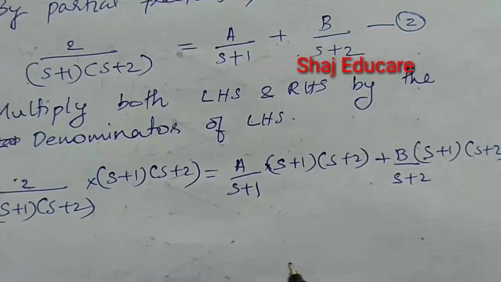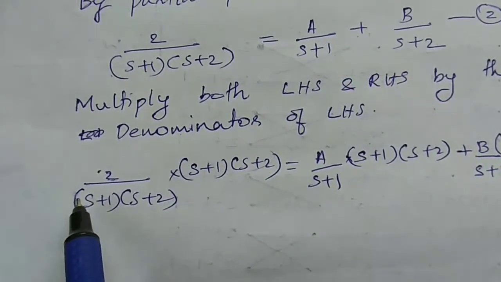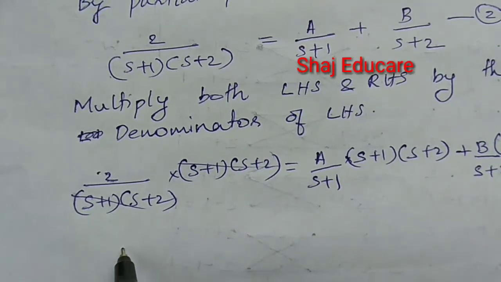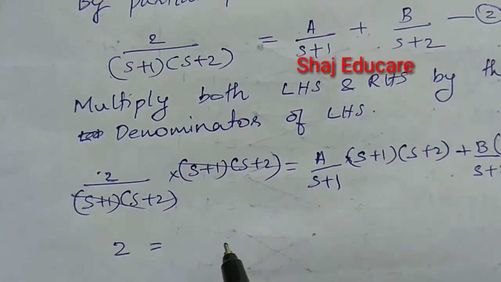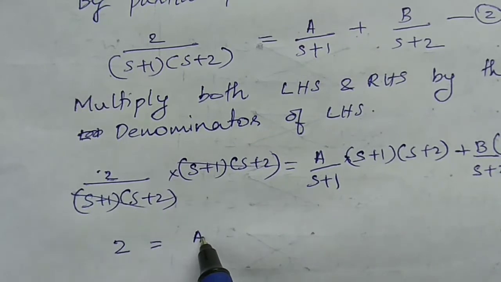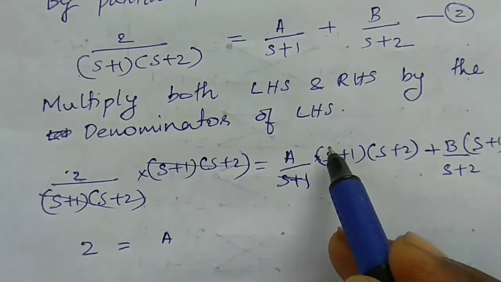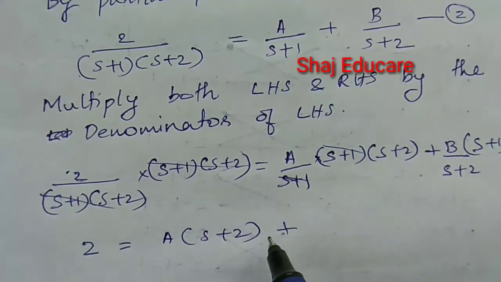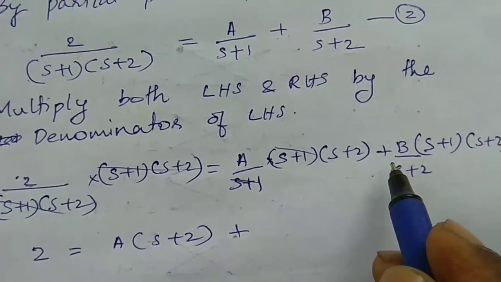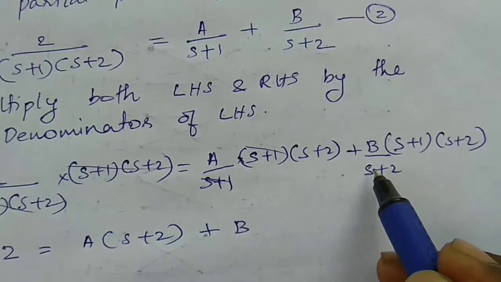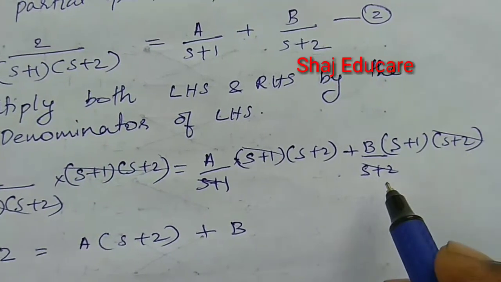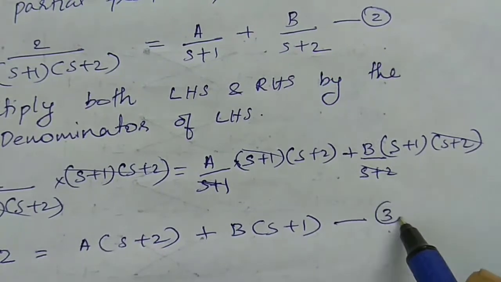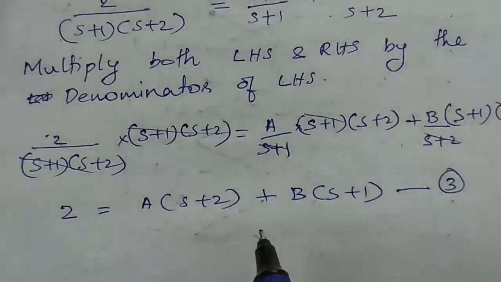Okay, right. Now let us cancel some terms. Here both will be cancelled. Now the remaining is 2 equal to A. Here s plus 1 and s plus 1 can be cancelled. So here we have A into (s + 2) plus B into (s + 1), as s plus 2 and s plus 2 will be cancelled. Okay, now let us mark it as equation number 3.